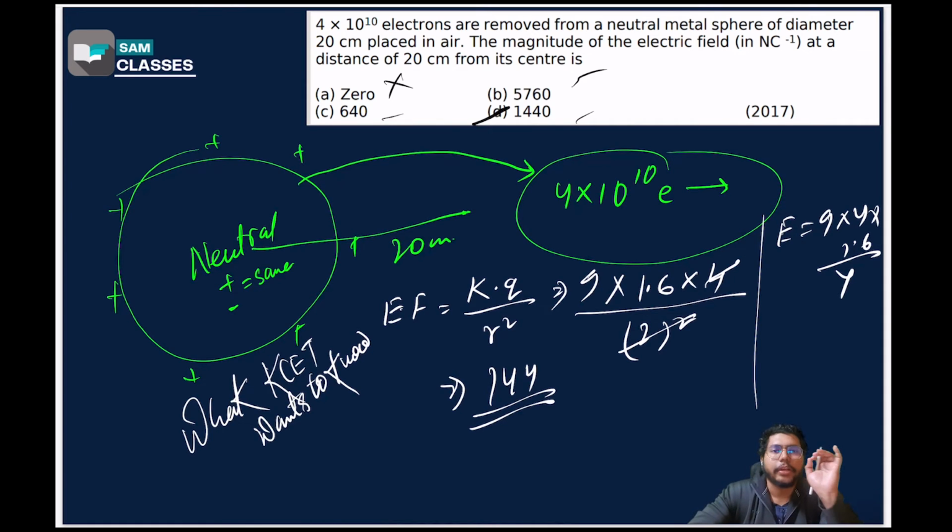So what is the electric field formula? K, Q1, Q2 by R square. You should know that. The moment you're removing it, what will happen? One will be positive charge, one will be negative charge.